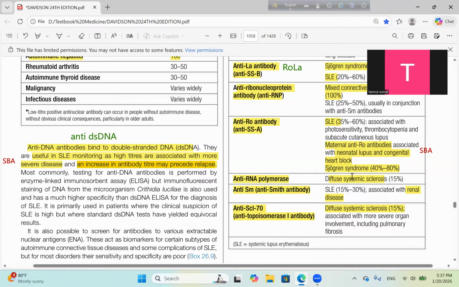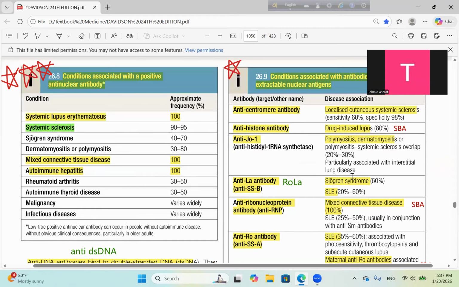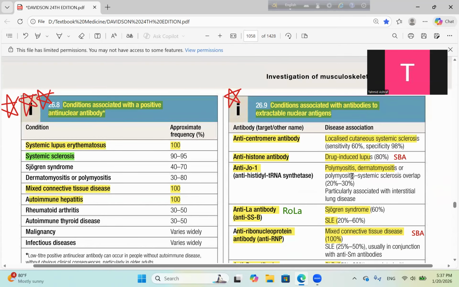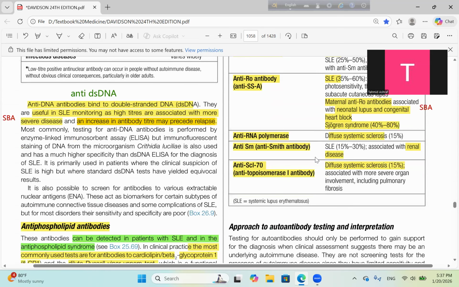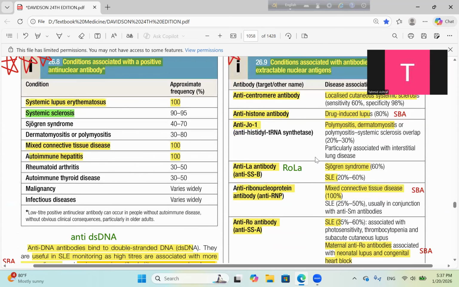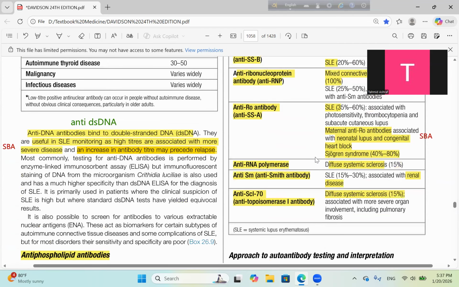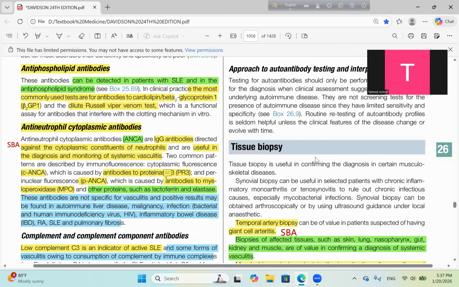So in diffuse systemic sclerosis, two types of antibody are increased: anti-RNA polymerase and anti-SCL70, or anti-topoisomerase 1. Another condition we studied earlier is localized cutaneous systemic sclerosis. The antibody associated is anti-centromere antibody. I gave a lot of time to this box. We must memorize this box. This is very, very much important.